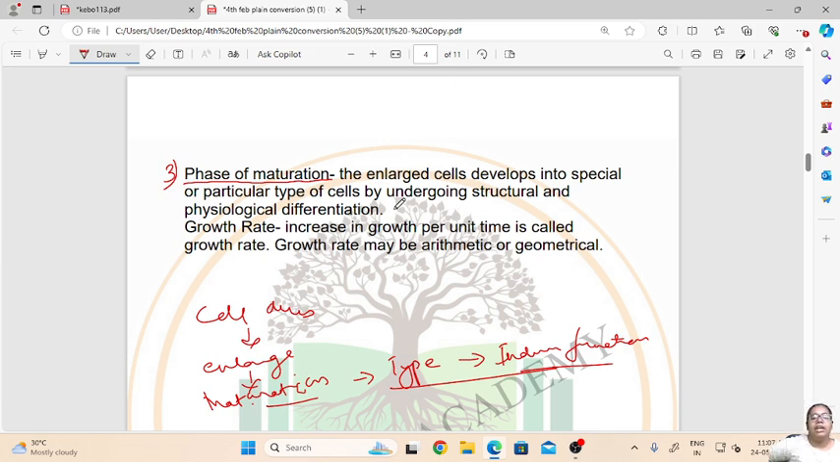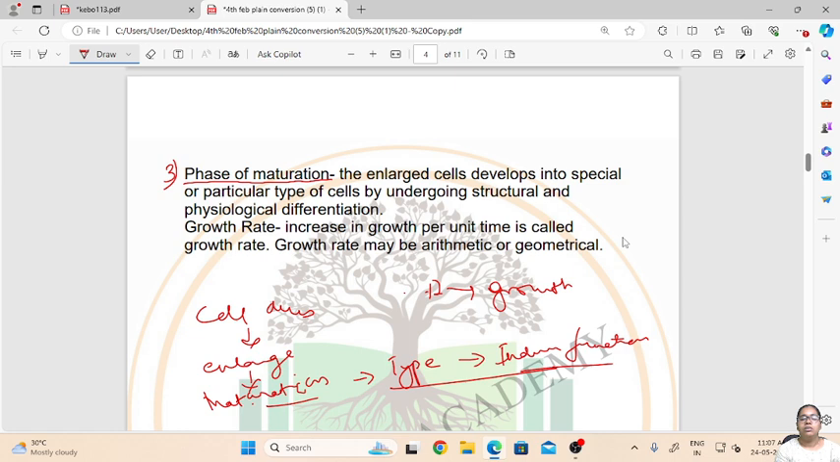After this, we can measure the growth, and the growth rate is basically the increase in growth per unit time. Growth rate may be arithmetical or geometrical. Okay, so what is growth rate? Growth rate is basically growth in per unit time. Okay, at a particular time, what is the growth?